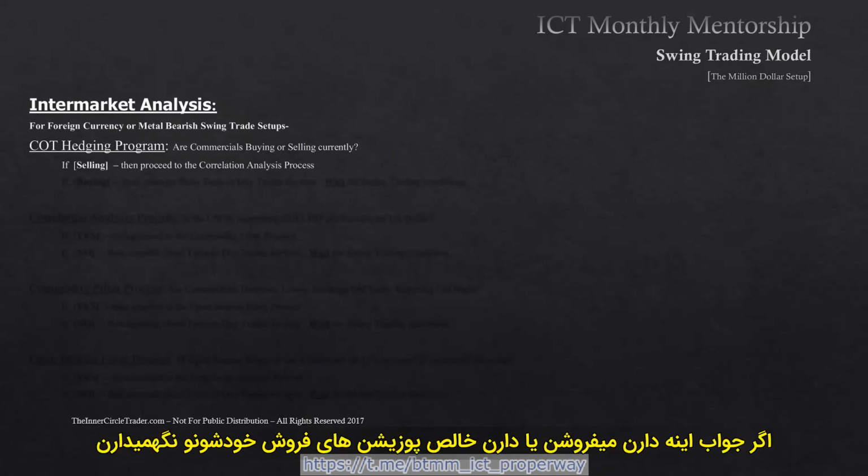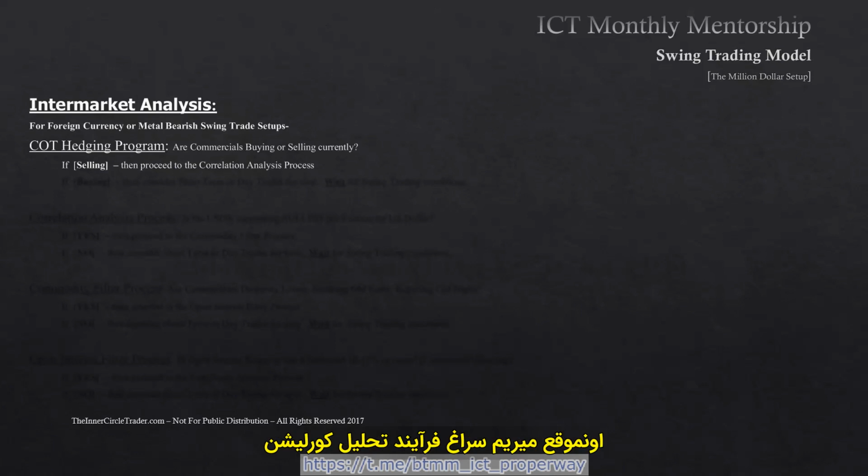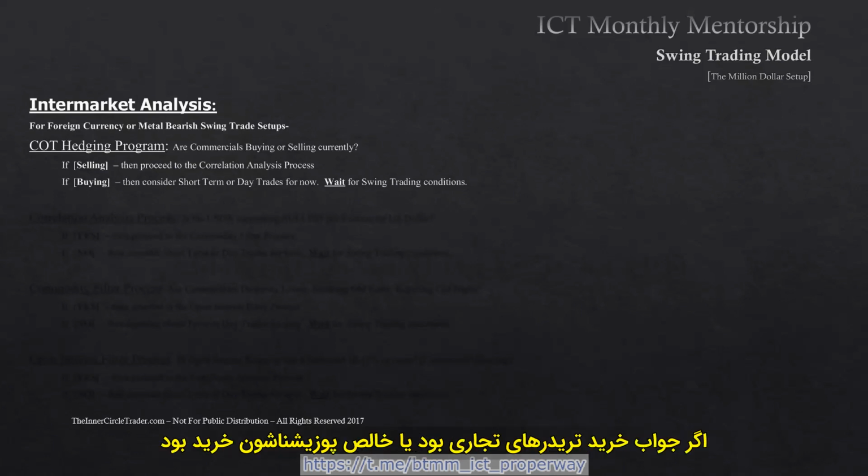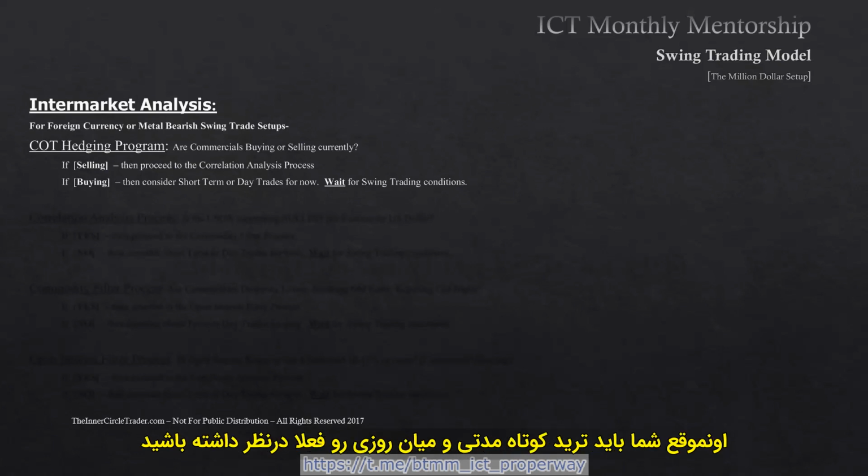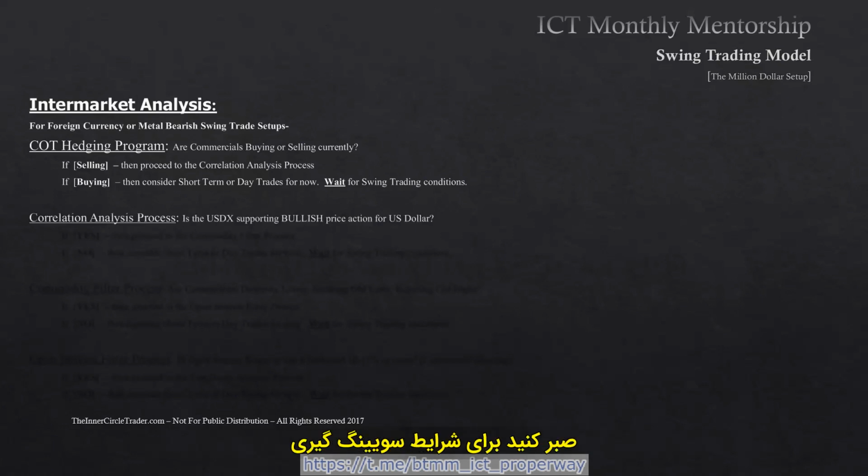If the answer is selling, or if they're holding a net short position, then we proceed to the correlation analysis process. If it answers with buying by the commercials or the net long, then you have to consider short-term or day trades for now, wait for swing trade conditions.